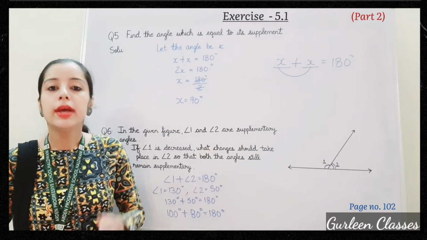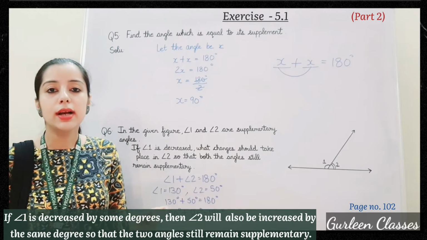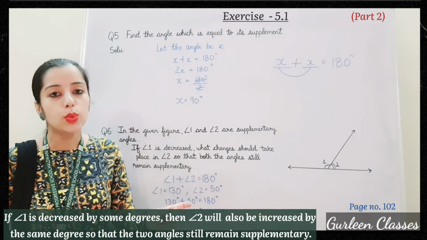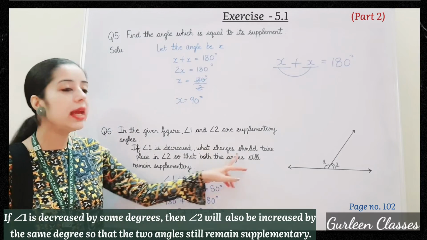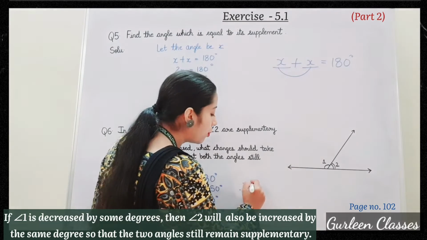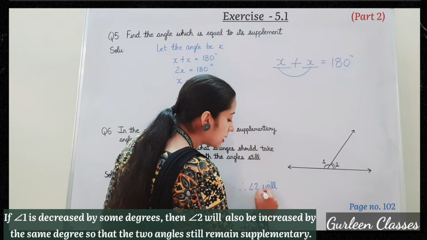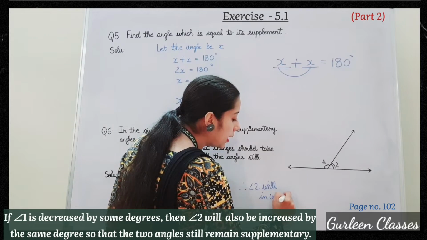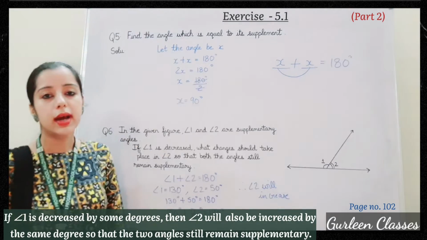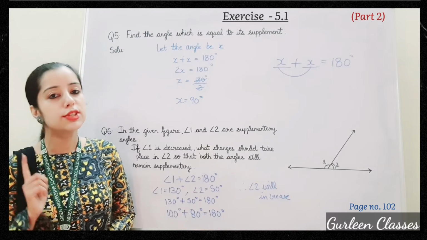What you will do, if you are decreasing angle 1, with the same angle you will increase angle 2 so that both the angles remain supplementary. So you will write here, therefore angle 2 will increase. अगर एंगल 1 डिक्रीज हो रहा है तो एंगल 2 हमारा इंक्रीज होगा. So now let us solve question number 7 onwards.